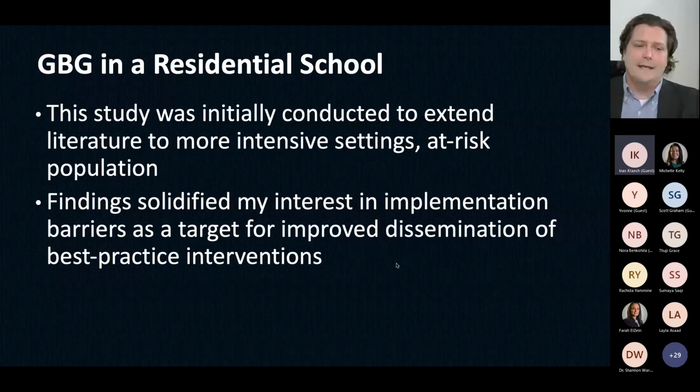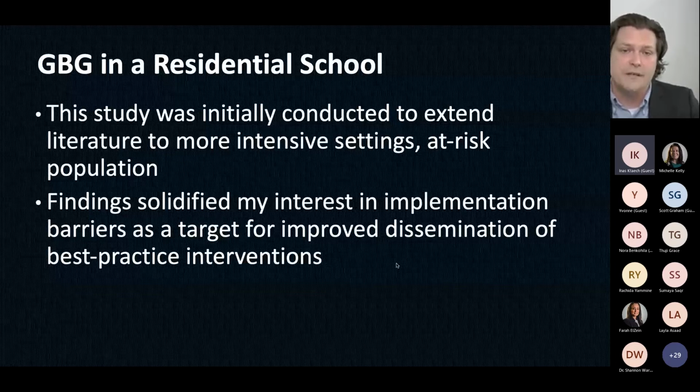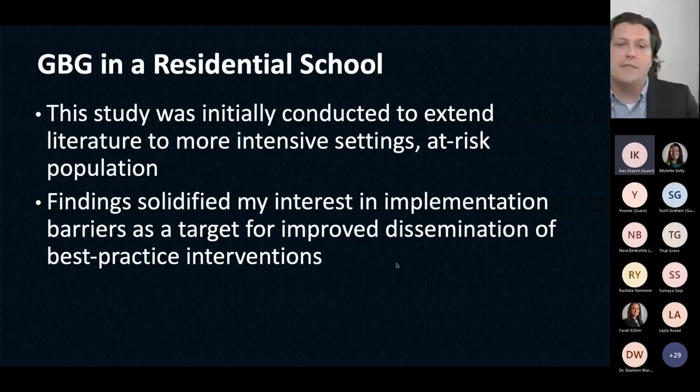What actually happened in this study was that we had an outcome or a finding that we weren't initially planning on seeing. And the findings of this study really solidified my interest in looking at these implementation barriers as a target for improving dissemination of the good behavior game and other best practice, evidence-based interventions. What can we do to make these interventions more appealing to teachers, easier to implement, and thus more likely to be widely disseminated and used throughout education?